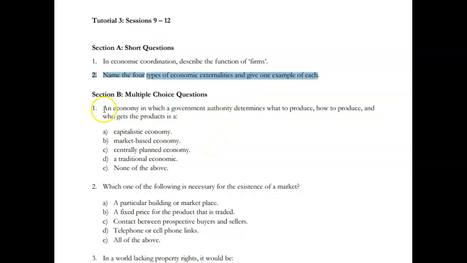Now, multiple choice. An economy in which the government is the authority that determines what to produce, how to produce, and who to produce for. Anytime a government is in charge of an economy, only the government, think of a centrally planned economy. It'll always be the answer, a centralized, centrally planned economy.